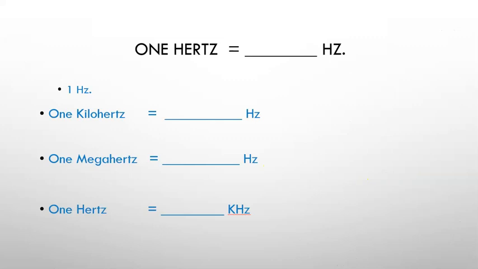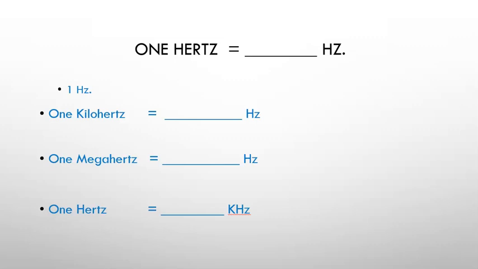So let's do an example here. 1 hertz equals how many hertz? Hopefully you got the answer of 1. 1 kilohertz equals how many hertz? Well, kilo is equivalent to 10 to the 3, and 10 to the 3 is 1,000. So 1 kilohertz equals 1,000 hertz. Just as 1 megahertz equals 1 million hertz, and 1 hertz equals 1/1000th of a kilohertz, or 0.001 kilohertz.